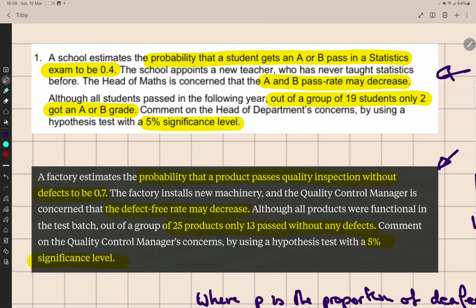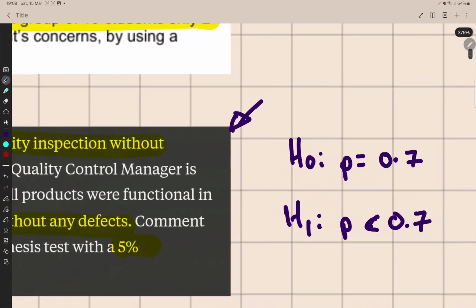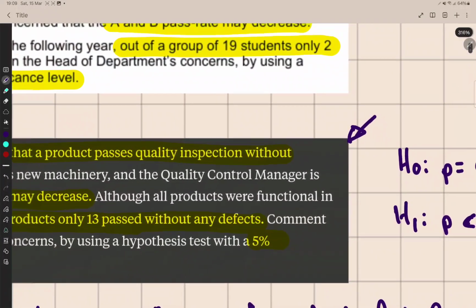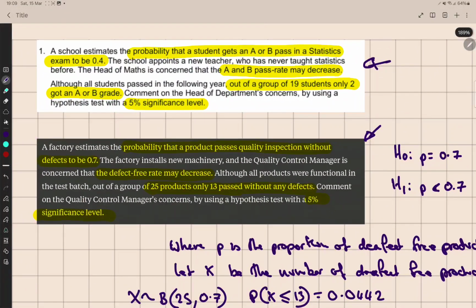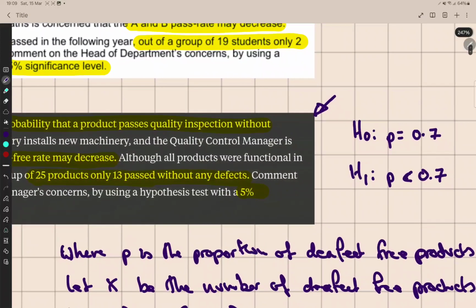Okay, so let's go to the beginning of this. First of all, the probability that a product passes quality inspection without defects is 0.7. That's my null hypothesis. That's the proportion of products that pass without any defects. It then goes forward to say that the quality control manager is concerned that the defect-free rate may decrease. So this proportion is going to be lower than in my null hypothesis. So I will have my proportion being lower than 0.7.